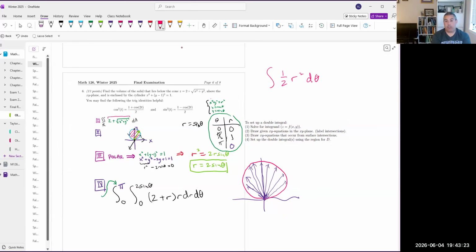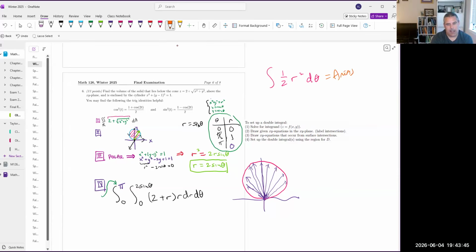That's for the area of a polar region. This is not asking for the area of a polar region. This is asking for the volume above a polar region. So this shortcut formula that you might have used in the homework is only for areas.